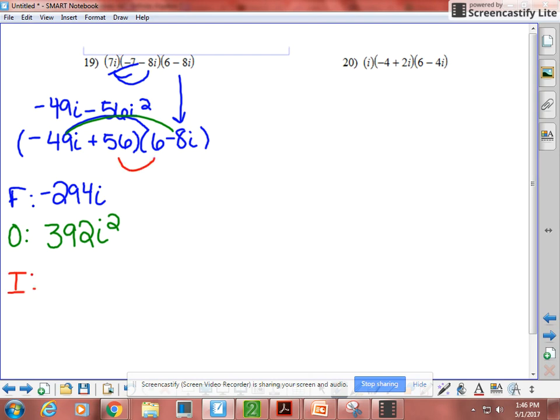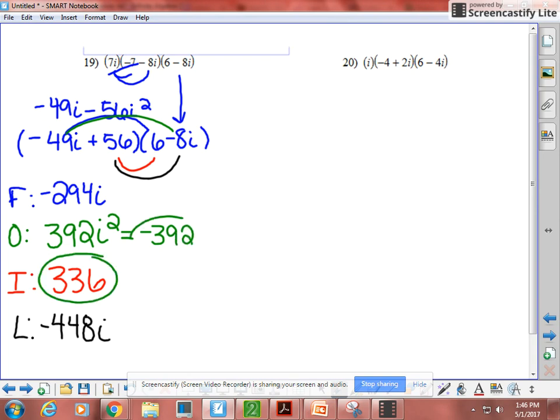Inner is taking this one here first, so 56 times 6 is 336. And then my last is taking this to the outside and going 56 times 8, which is 448i, and it's negative. Okay, so your like terms are kind of jumbled around here. So what you know is that this i squared is really a negative 1. So this is really negative 392. Okay, so in terms of numbers, you have these 2 to put together. So you have 336 and negative 392. You're just adding those together, and you get negative 56.